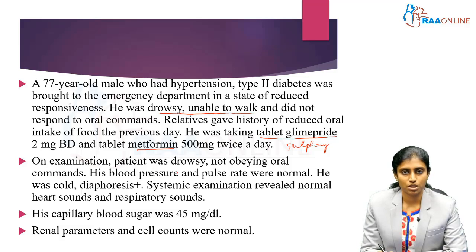All of you know metformin, 500 mg twice a day. On examination, the patient was drowsy and not obeying any oral commands. BP and pulse rate, his vitals, were normal. He was cold and had profuse sweating, which is called diaphoresis. Systemic examination revealed a normal cardiovascular and respiratory system. Blood sugar on testing was 45 mg per deciliter using a rapid assessment technique called capillary blood glucose. Renal parameters and cell counts were checked, and everything was normal.